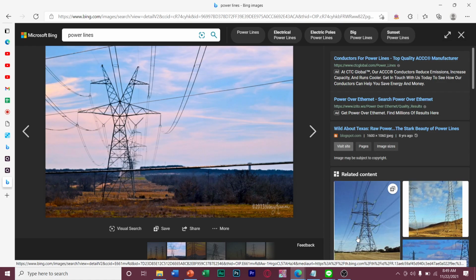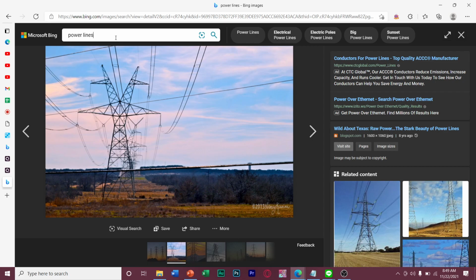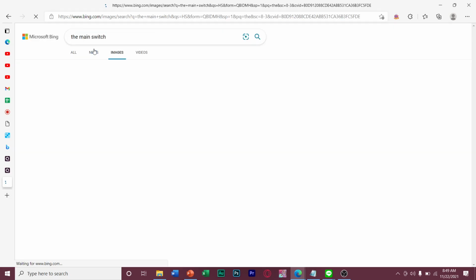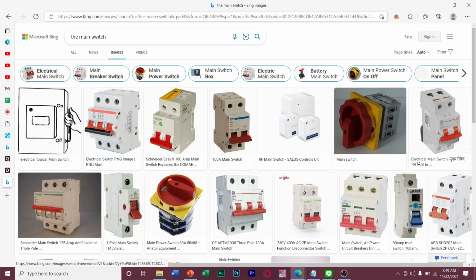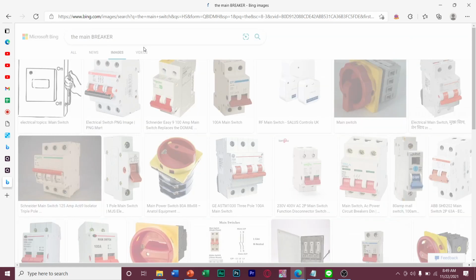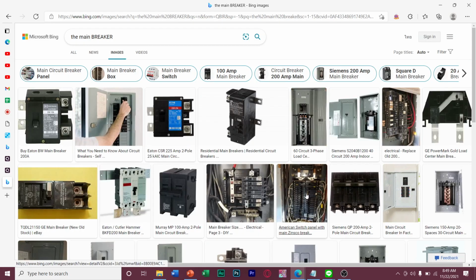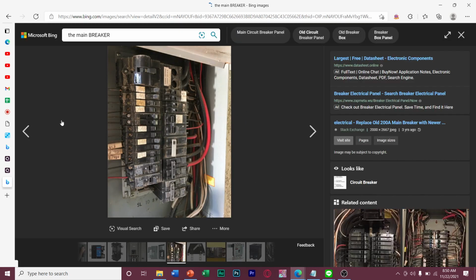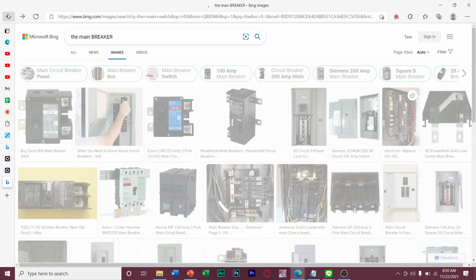Again, from the power station, they bring it to the power transformer. Then after the transformer, into the power lines. After the power lines, it goes to the main switch in our home. This one, the mains, or what we call the breaker. Again, I'm going to move it back.